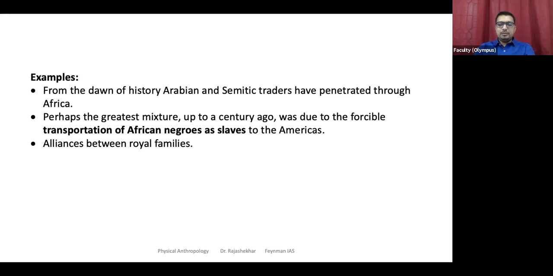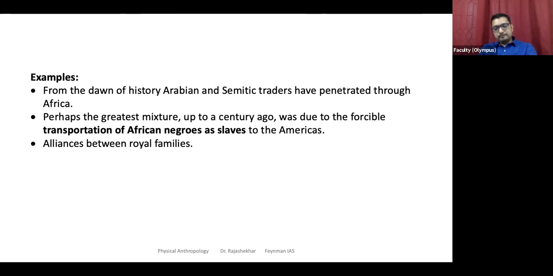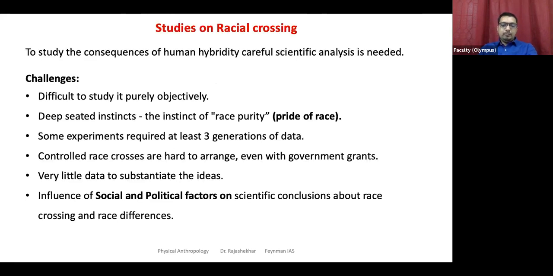Okay, so these are some examples of intermixings that have happened and the reasons behind it. So what is intermixing? What are the factors or the reasons behind it? And consequences, examples. Okay, but what is about the study of racial crossings? Could we do a good amount of studies on racial crossings?